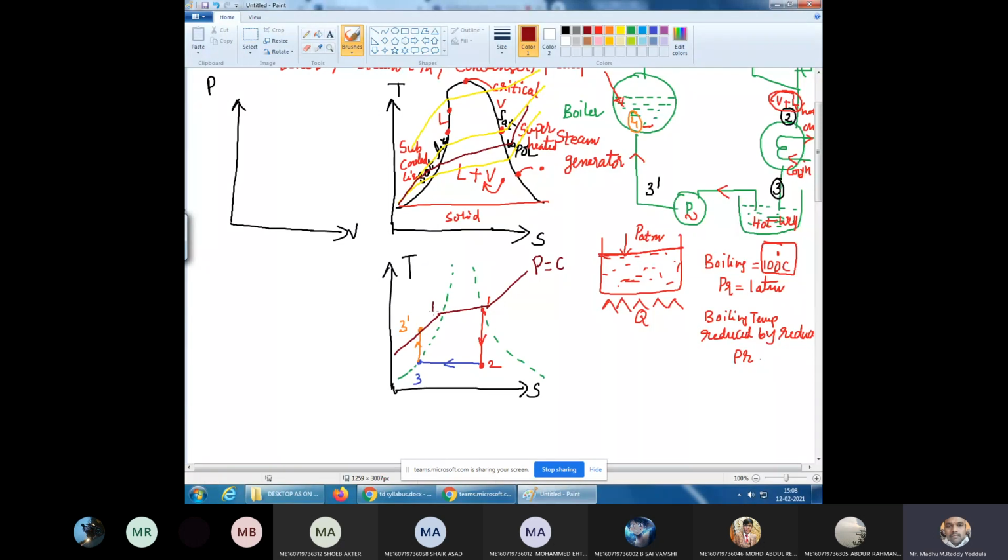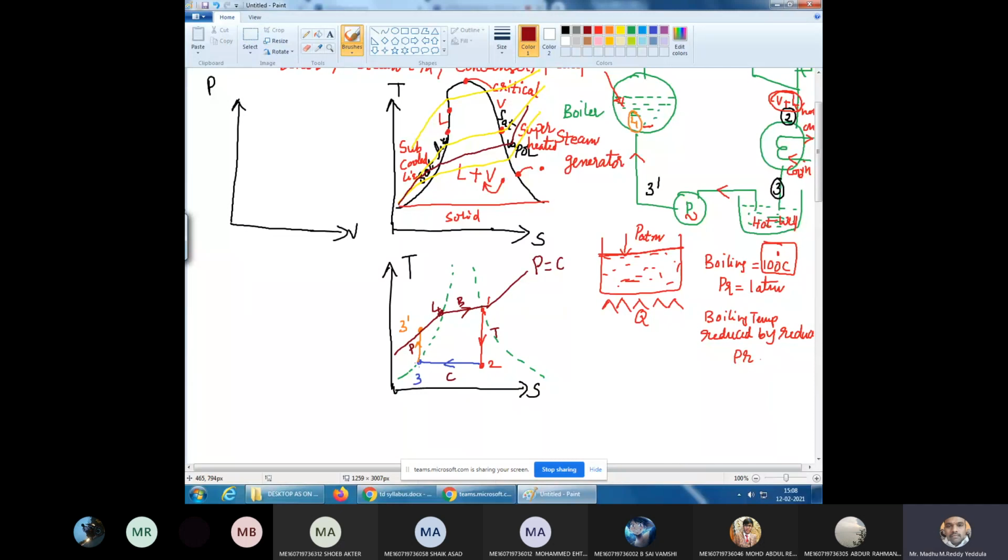So the point 4 lies on the saturated liquid line. Then 4 to 1 will be heat addition at constant pressure. So this is the boiler, this is the turbine, this is the condenser, and this is the pumping. We can say pump.